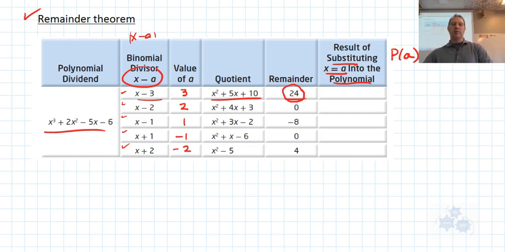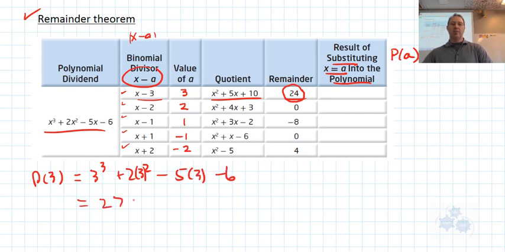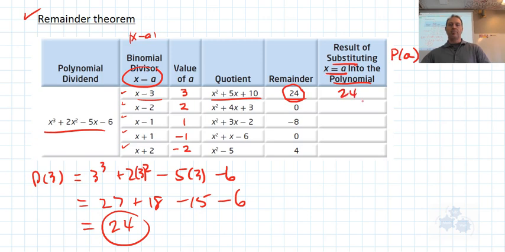So let's take the first one, 3. p of 3 is going to be 3 cubed plus 2 times 3 squared minus 5 times 3 minus 6, correct? So this is 27 plus 18 minus 15 minus 6. If you do all that algebra, you should get an answer of 24, which is actually the same as the remainder.